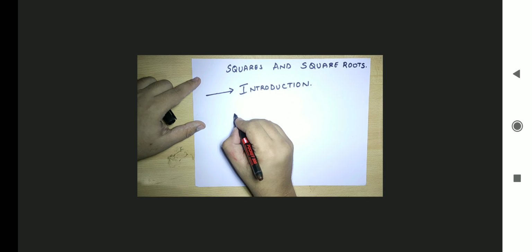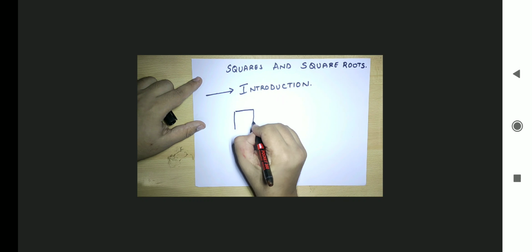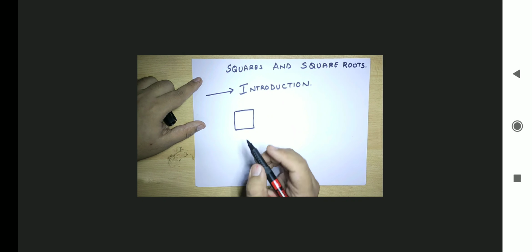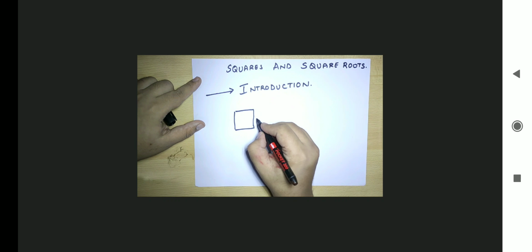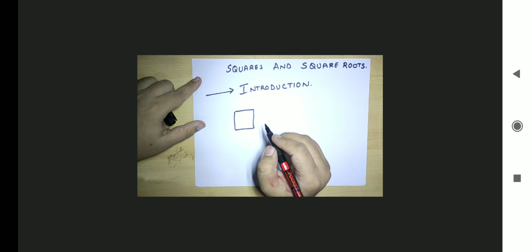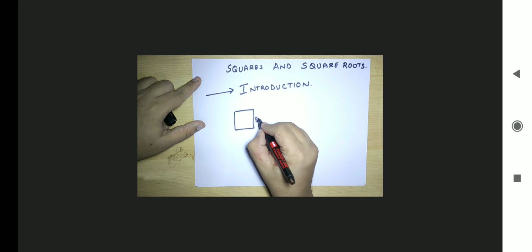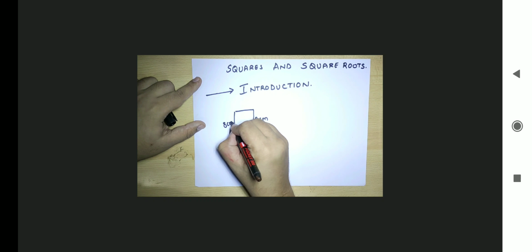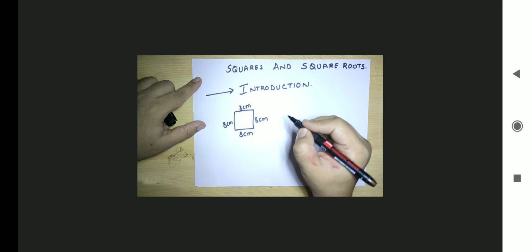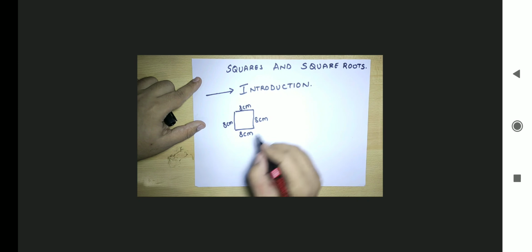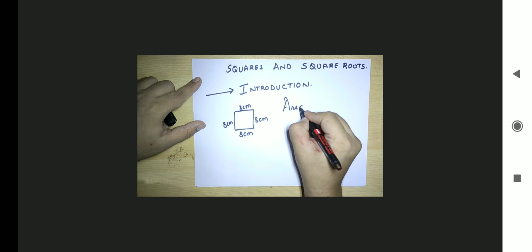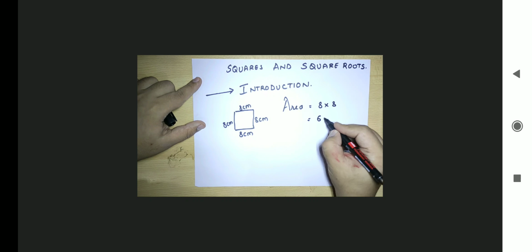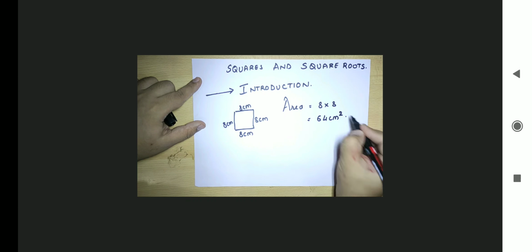You all know that in geometry we have seen what a square means, which has all the sides equal. For example, this is 8 centimeter, this is 8 centimeter, 8 centimeter, 8 centimeter, which has all sides equal. So what will be the area of the square? 8 multiplied by 8, which gives you 64 centimeter square.